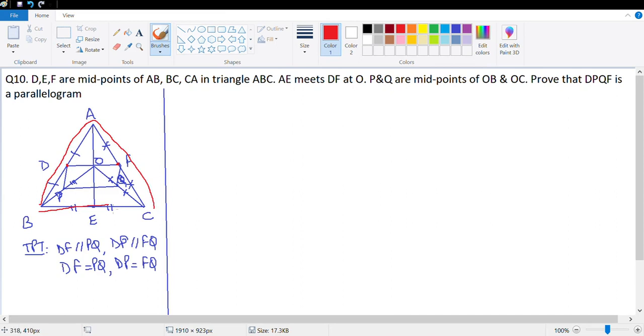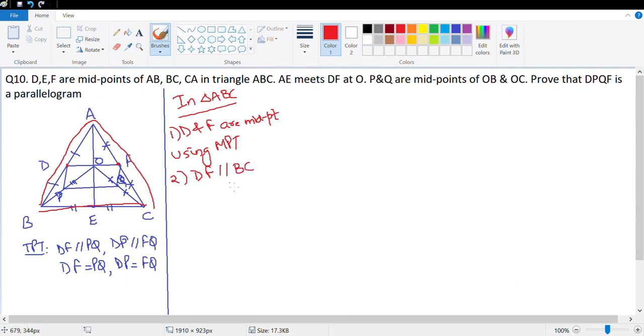So let's look at triangle ABC. In triangle ABC, number one would be D and F are midpoints. Done. So using the midpoint theorem, what I get is number 2, DF is parallel to BC, and number 3, DF is equal to half BC. Done. So we've looked at a big triangle.